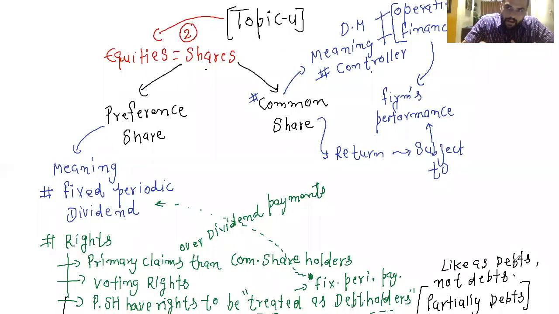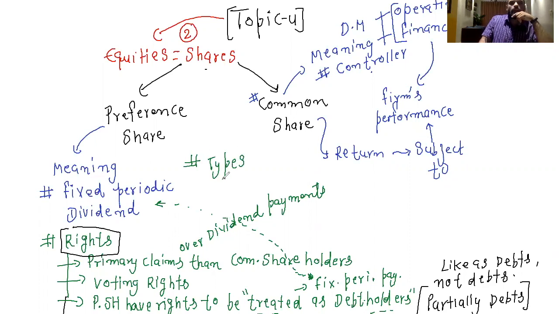So that's all about rights related to preference shares, right? Next thing we will discuss is the types of preference shareholders. So we studied A, meaning, B, rights, and C, types.